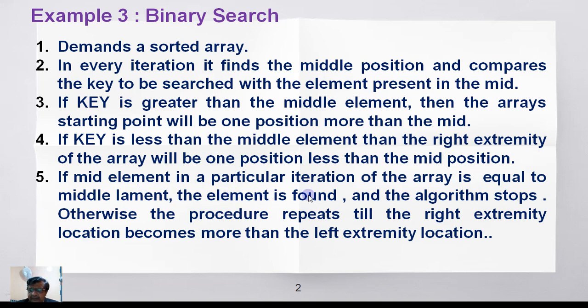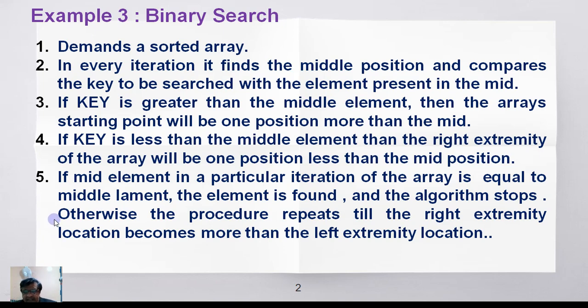If the key is equal to the middle element in any particular iteration of the array, the element is found and the algorithm stops. Otherwise the procedure repeats till the left extremity location becomes more than the right extremity location. This would happen if and only if the key is not present, and we try to search in the array.